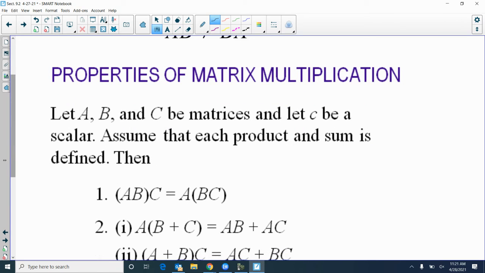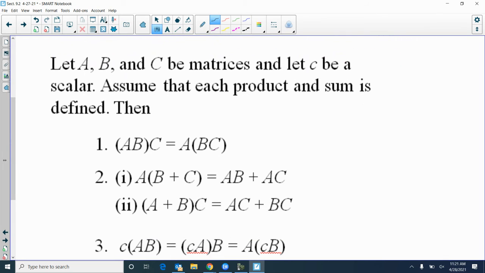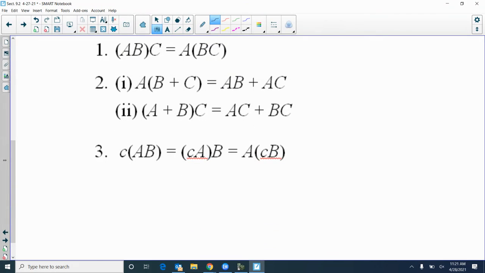Some properties of matrix multiplication. So A, B, and C are matrices. C is a scalar. Okay, you got to assume that each product is defined. Okay, so there's nothing that's undefined. The associative property will hold. If I multiply A times B first and then times C, I'll get the same answer if I multiply B times C first. Okay, and then the distributive property will hold whether the matrix is on the left or the matrix is on the right. You can distribute a matrix. And then that's a scalar here. It doesn't matter whether you multiply it by the A first or the B first. It gives you the same thing.